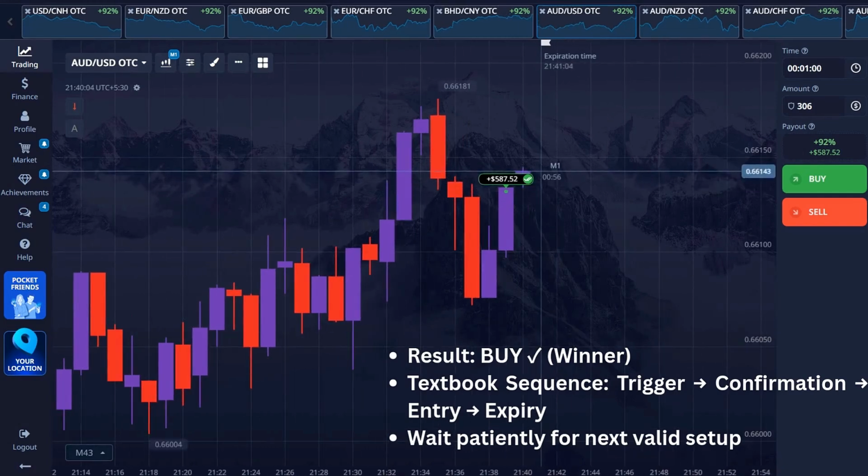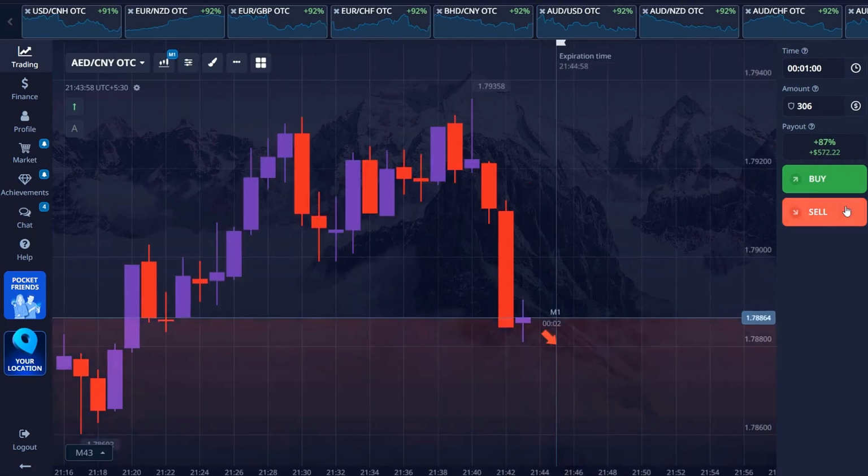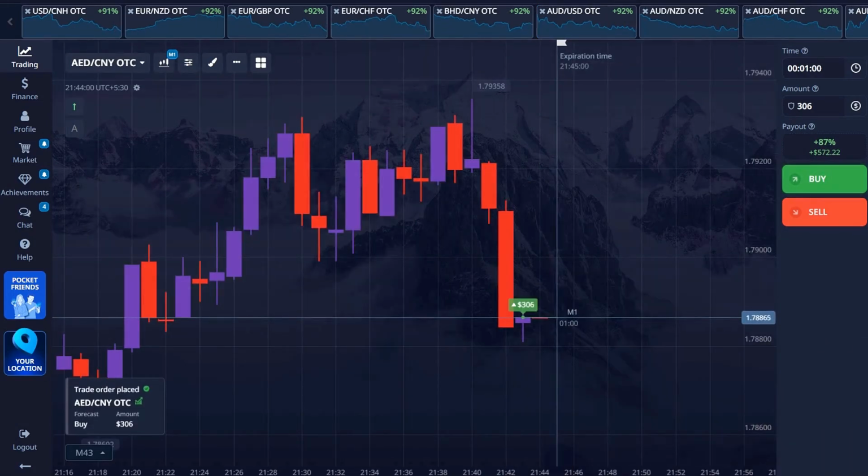The beauty of this method is its simplicity. You don't need indicators, just follow the sequence and respect the rules. Now, we'll stay patient and wait for the next valid setup.